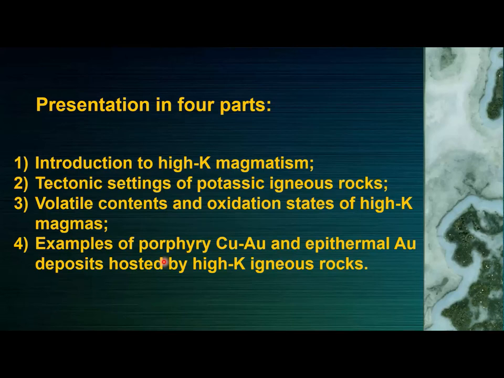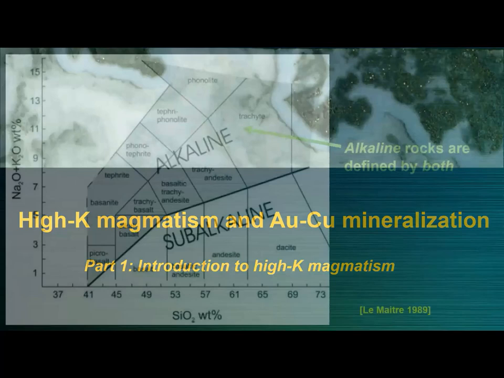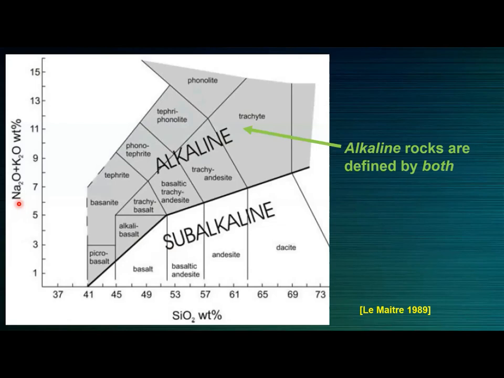So let's start with the introduction. What are these potassic intrusions actually? I will start with the so-called TAS plot, meaning total alkalis, sodium and potassium, plotted versus silica. You have this really thick line in between, which is basically the division between the subalkaline intrusions, falling below this line, and the alkaline intrusions, where the potassic intrusions belong, marked in gray.